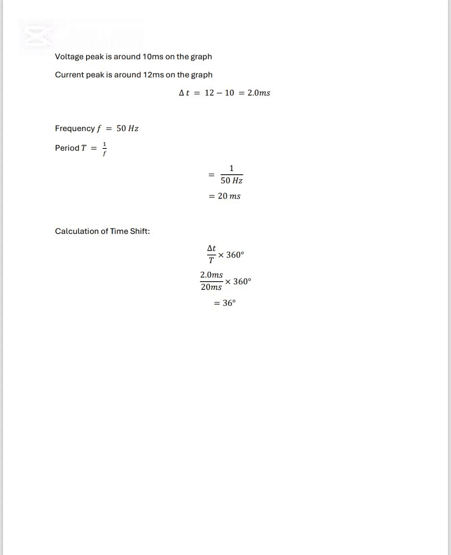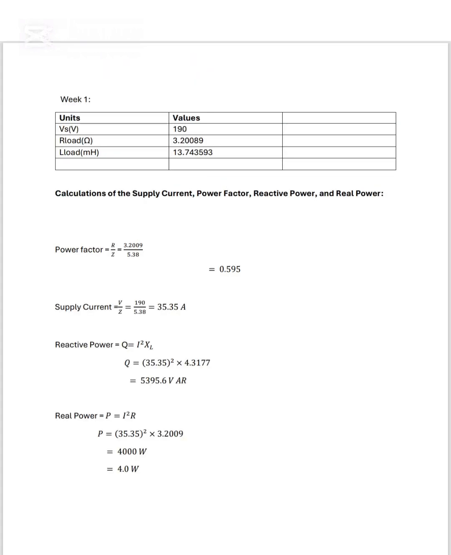The total impedance is then calculated using Z equals the square root of R squared plus XL squared, giving approximately 6.09 ohms. The power factor is found using PF equals R over Z, which results in approximately 0.525. The current in the circuit is calculated using I equals V over Z, giving approximately 31.2 amps.